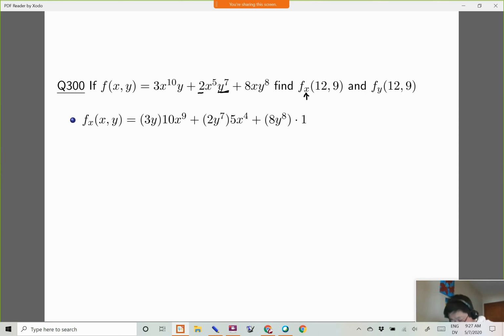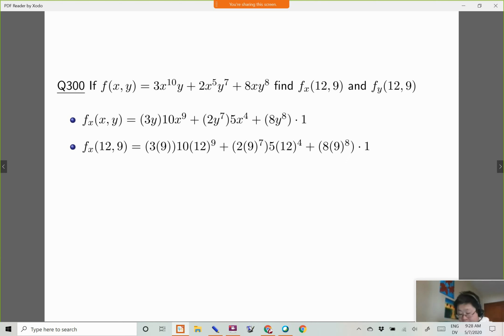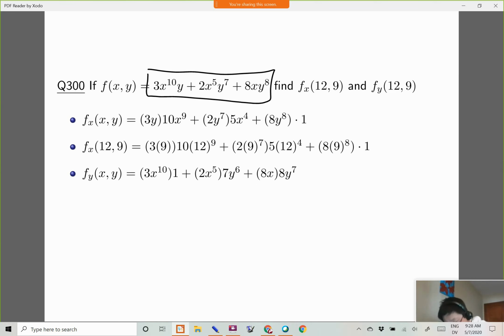So then 2y to the 7th, that entire thing is a constant. Copy the constant, or it's constant times function. So the function x to the 5th is differentiated as 5x to the 4th. Copy the constant 8y to the 8th here, and then differentiate x, and the derivative of x is this 1 that's right there. So now that we have the partial derivative function, we can plug in the 12 and 9. That plug-in bit is the algebra thing of just every x is replaced with 12, every y is replaced with a 9.